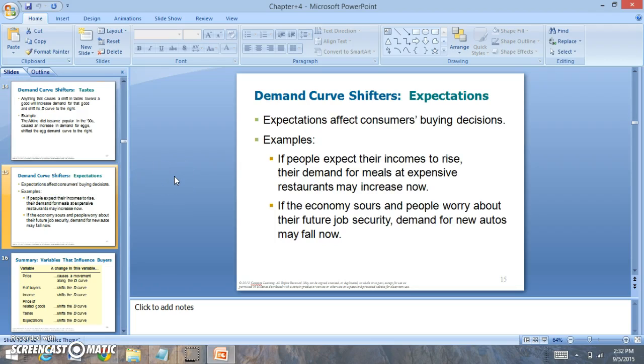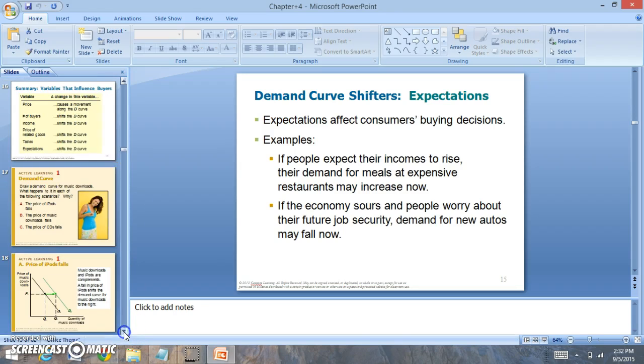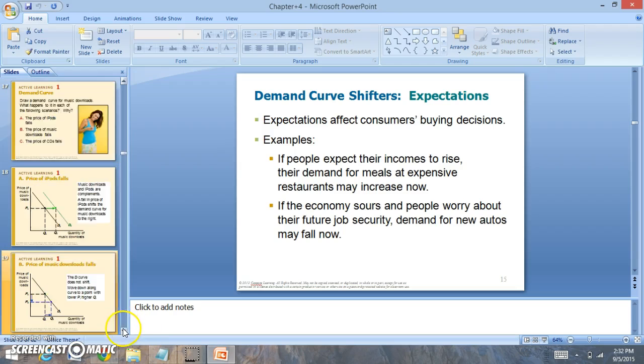Another example is expectations. Expectations about future price changes. So if you expect the price of a good to increase next month, consumers are going to be more willing to buy the good today, so they don't have to pay for the higher increases in price.